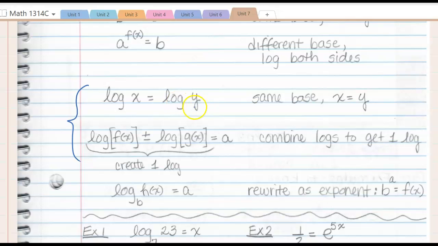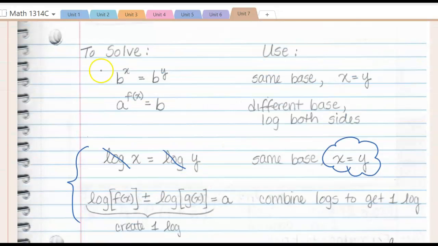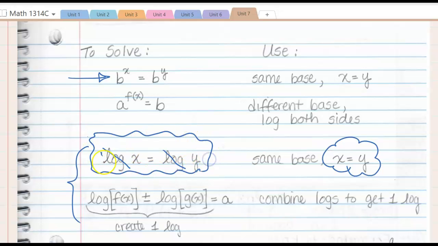When you have one log on each side, then we can kind of ignore the log and just say that x is equal to y. Very similar to the idea that we had up here when we were talking about exponential equations that had the same base. What we need to remember is that the log property we're discussing works because the log of x is just the exponent, and the log of y is just the exponent. Since the bases are the same, we can say x and y are also the same.